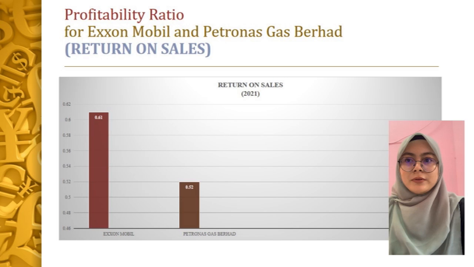Based on the graph, Petronas Gas Berhad's result is 0.52%, lower than ExxonMobil's, which is 0.61%. The difference between both firms is 0.09%. This shows that ExxonMobil had better profit than Petronas Gas Berhad in 2021.